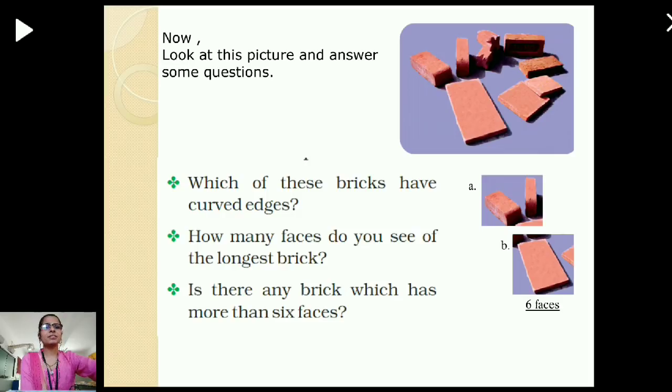Now, is there any brick which has more than 6 faces? Wonder if you are getting a brick with more than 6 faces. We have learned that a brick is a cuboid shape, right? And how many faces does a cuboid have? 6 faces. So here we could say that no, we did not see any brick with more than 6 faces. If the bricks are only made in different sizes, then the faces will be the same.